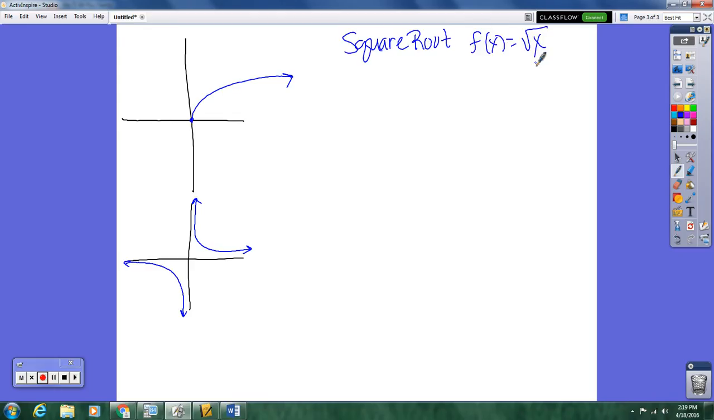Square root of x. That's simple enough. All right, what's this one? The reciprocal. Okay, so this is the reciprocal, and it is 1 over x. This is also called an inverse variation, which we'll learn in math too. But for now, we're just going to call it a reciprocal.